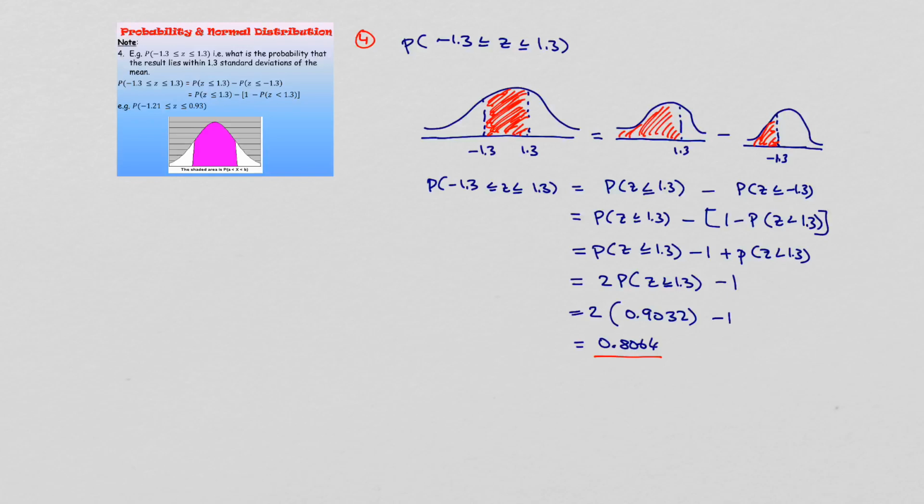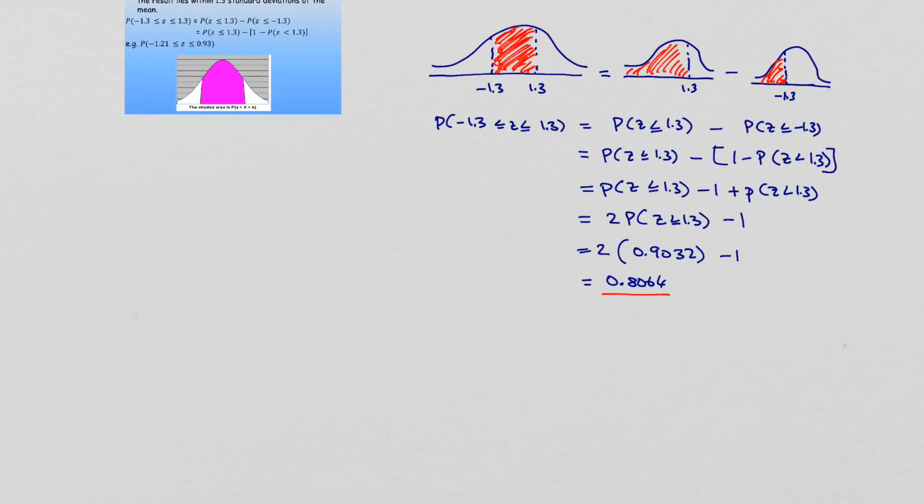Okay, so if we're looking at another example where the values are not the same, we have the second example here where we have the probability that minus 1.21 is less than or equal to Z less than or equal to 0.93. So again, if we sketch our graph, sketching the graph makes it so much easier to see what's going on. So we have minus 1.21 and then we have 0.93. So a bit of a narrower range.